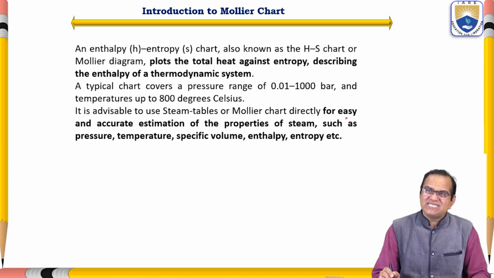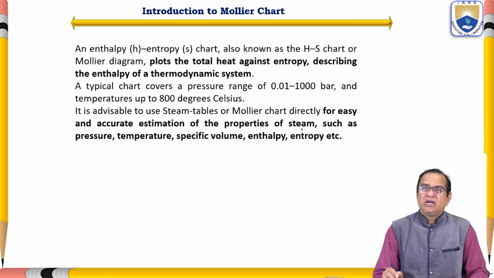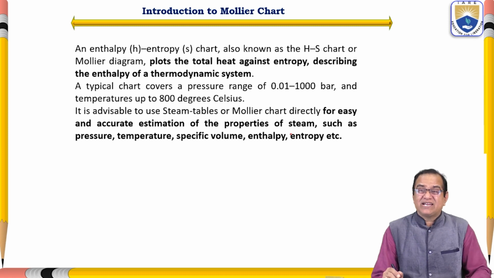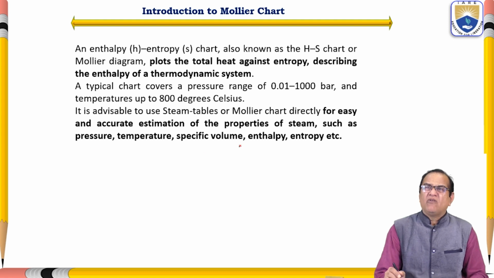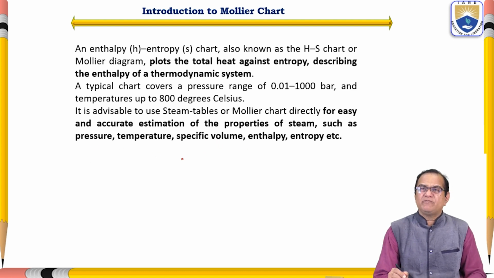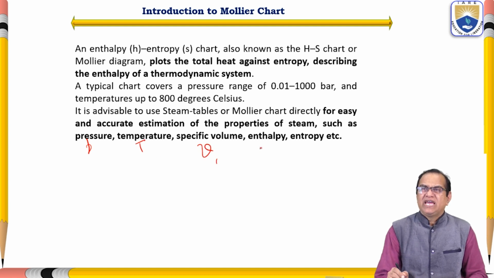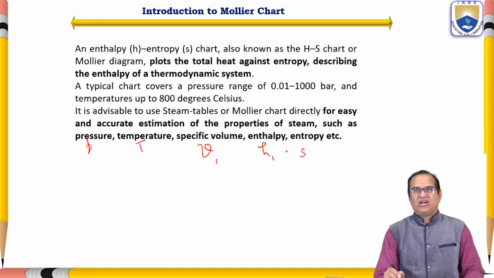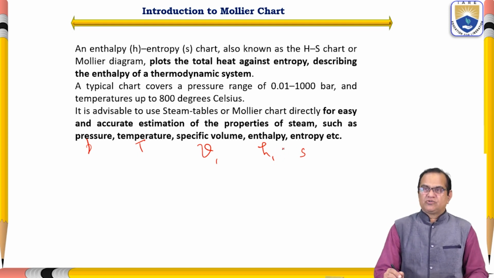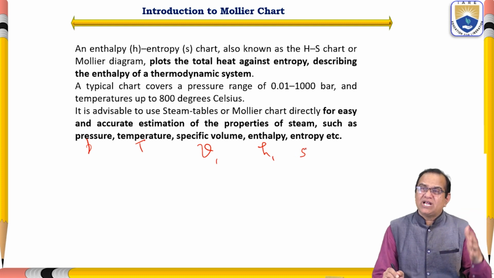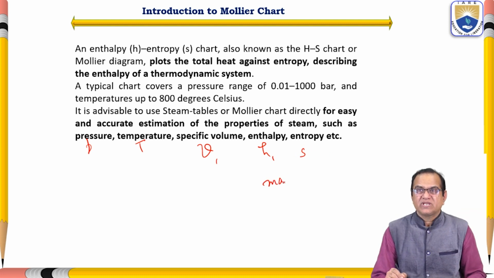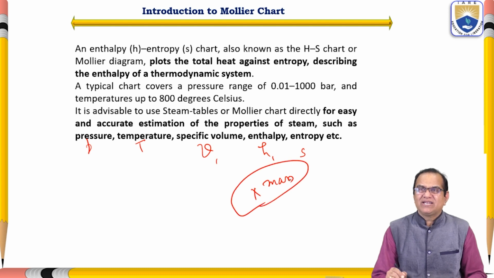So it is very easy to calculate these properties of steam or any other refrigerant and other gases also. It is not only steam, but you can find out the pressure P, temperature T, specific volume V, enthalpy H, and the entropy small s. So all are specific values, not the total values. If you want to find out the total, you multiply by mass, and you will get the total value.